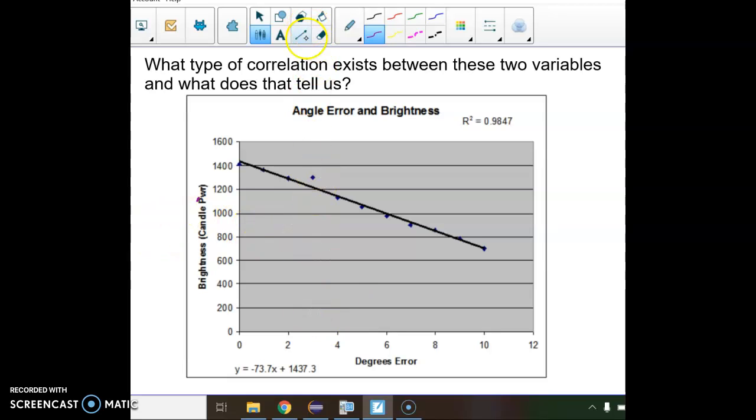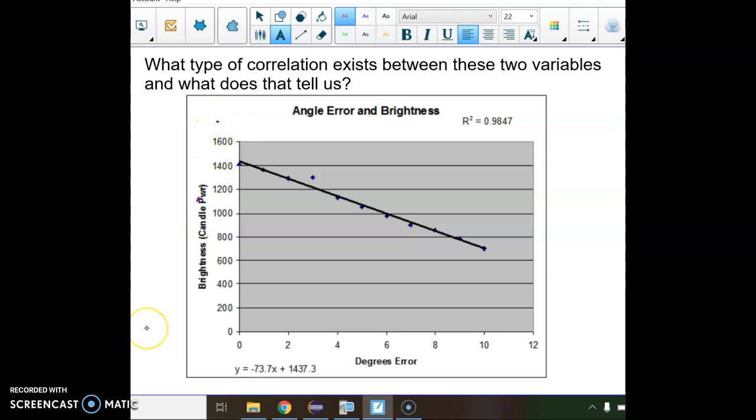All right, so this would be an example of negative correlation because the line is going down. They might ask you this on the test. What it means is that as the angle air goes up, as it increases, starting at 0 and getting bigger, the brightness of our sign goes down. So the more air there is, the less bright the sign is. It's a pretty strong correlation because it falls pretty tight to this line.